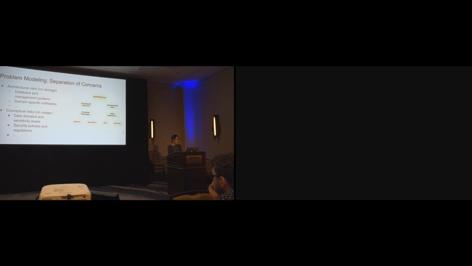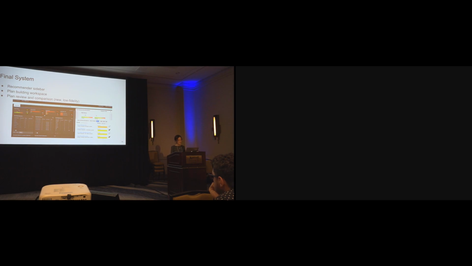In this paper, we propose this separation of concerns: the data has architectural risks in terms of how it's being stored in the databases and how it's being managed. It also has conceptual risks in terms of how the data is used, what data means to us. We introduce a structure to compute our risk quantification. By categorizing the risk attributes, we have the risk factors, and we compute the risk scores of the two concerns. This helps us explain the risk quantification with our explainable UI.